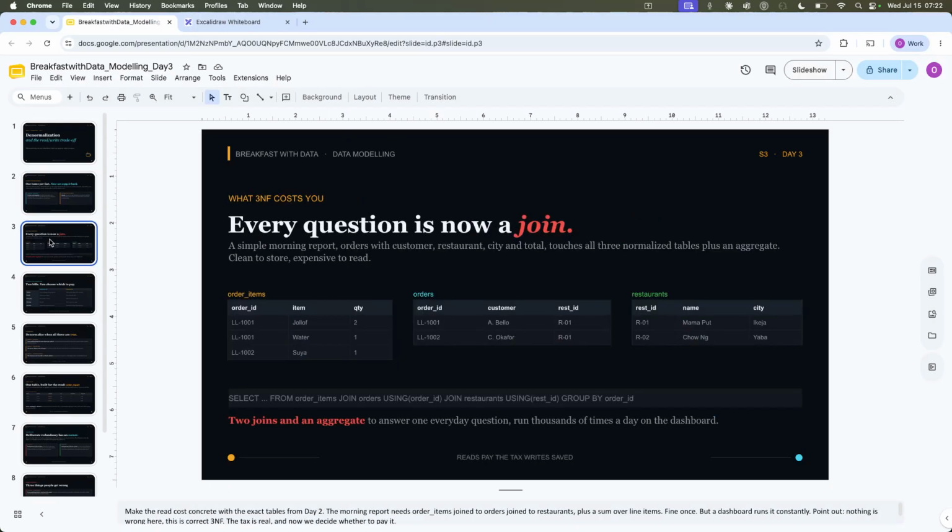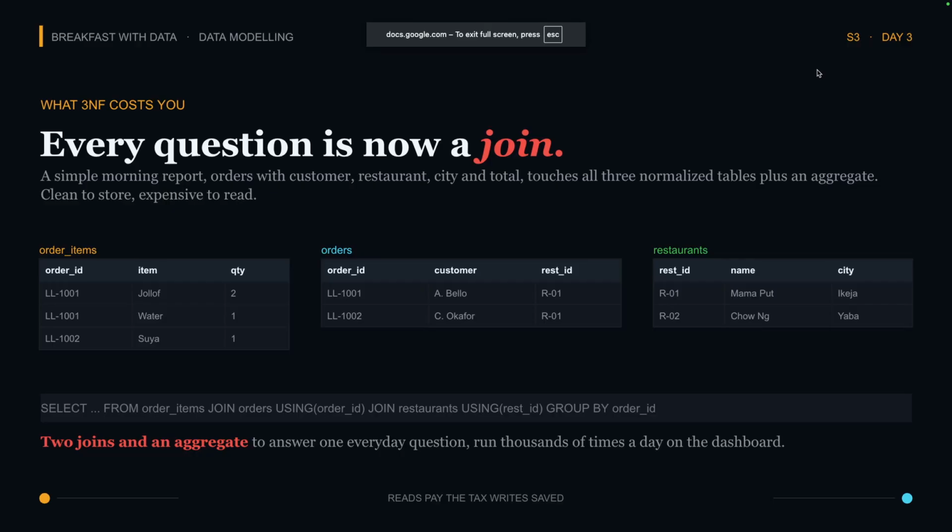So let's go forward with our presentation deck, and we can see this. A simple early morning report. You just want a report of orders with customer, restaurant, and city, and the total. This has touched three tables. You understand? Three normalized tables plus an aggregate. This is an expensive read, right?